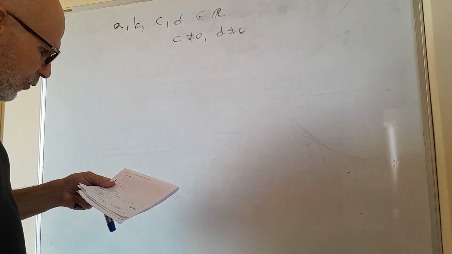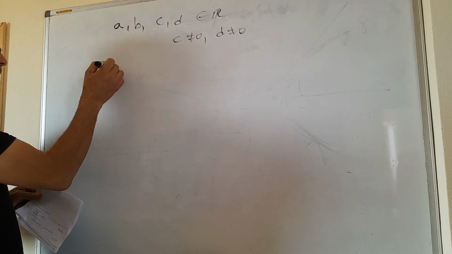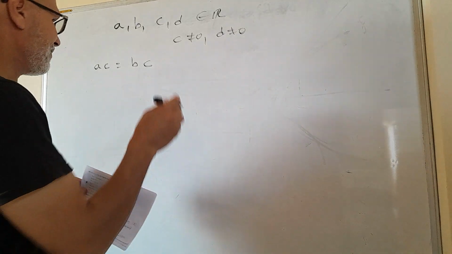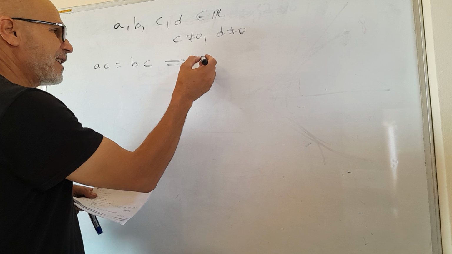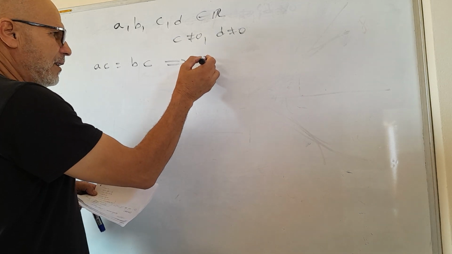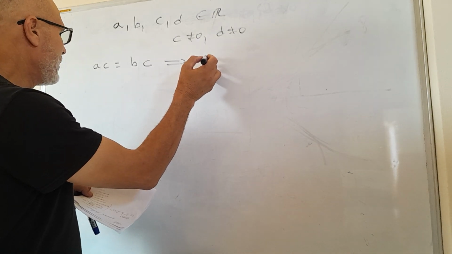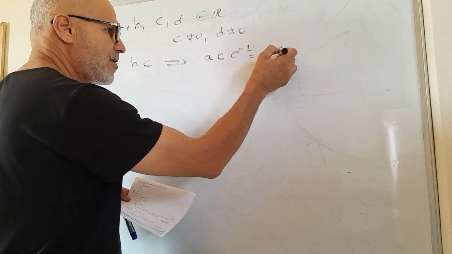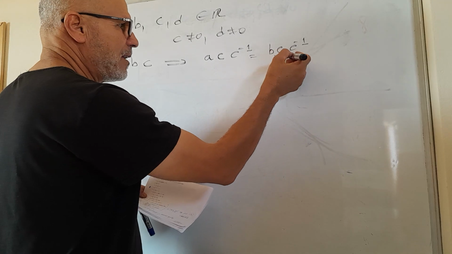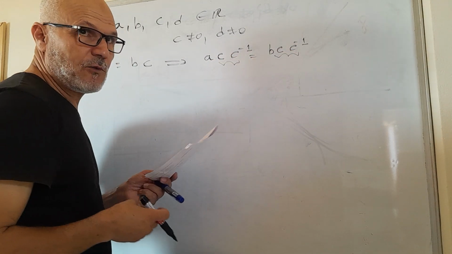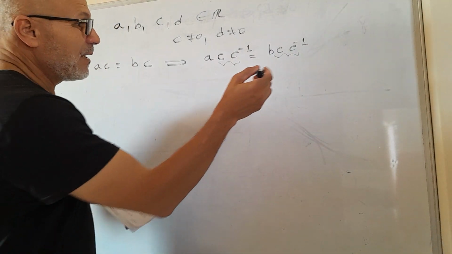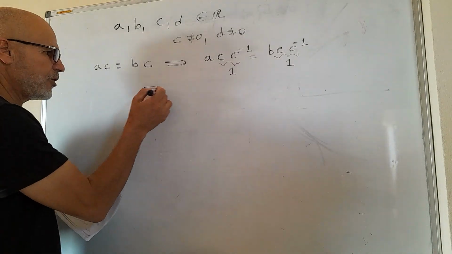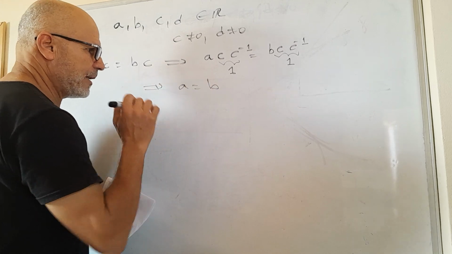First of all, we have to prove that if ac is equal to bc, what can we say about a and b? This implies that if we multiply both sides of the equation by c to the power minus 1, we get a times c times c minus 1 equal to b times c times c minus 1. Since we have the multiplicative identity axiom, this will be equal to 1, which means that a is equal to b.